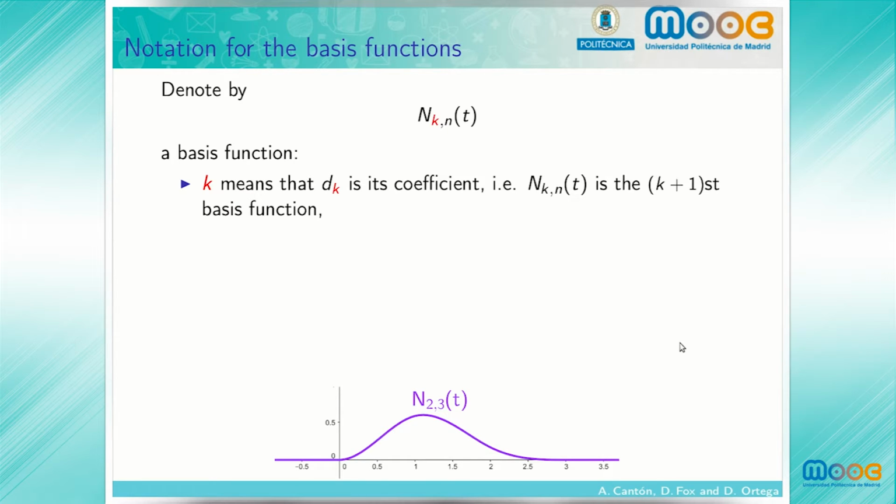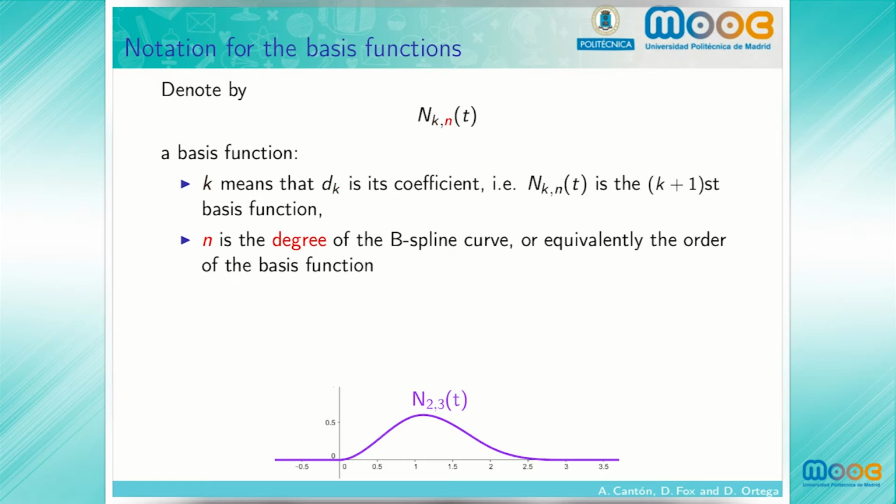Here k means that the coefficient of n sub kn is d sub k. That is, n sub kn is the k plus first basis function. Here we have to remember that since the indices run from 0 to big N, d sub k is the k plus first coefficient. N is the degree of the B-spline curve, or equivalently the order of the basis function.